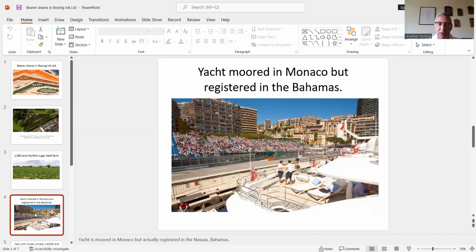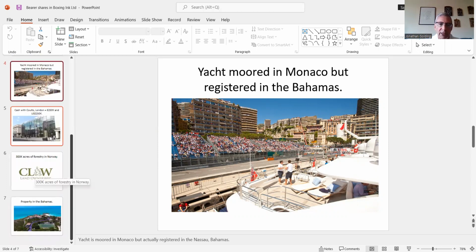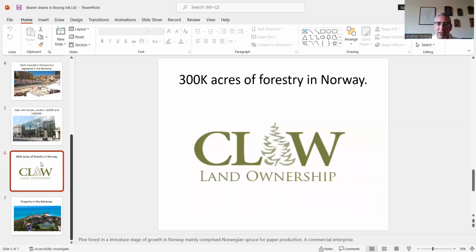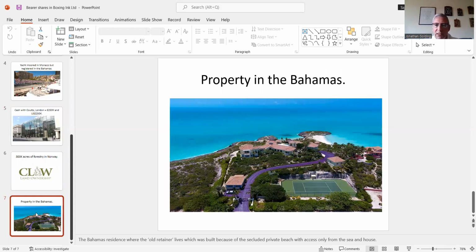And he also has a super yacht, which is registered in the Bahamas, but often moored in Monaco, especially during the Grand Prix, where he earns quite a bit of income from the mooring for that week. He also has £250,000 in Coutts, the Queen's Bankers in London. And he also has a foreign account with $250,000, also in Coutts in London. He has 300,000 acres of forestry in Norway, and he has a forestry business that is running as a paper mill there. And finally, he lives in the Bahamas, as we said, having bought this lovely property in the Bahamas.